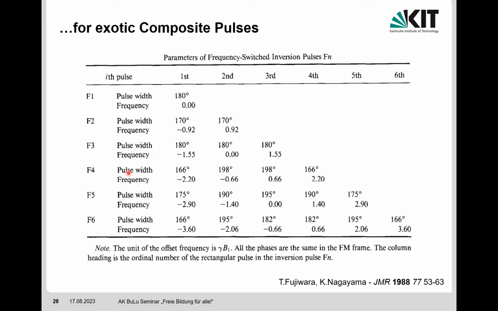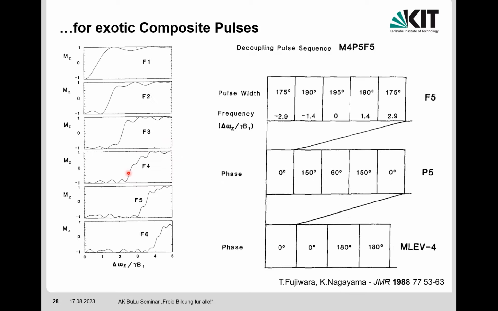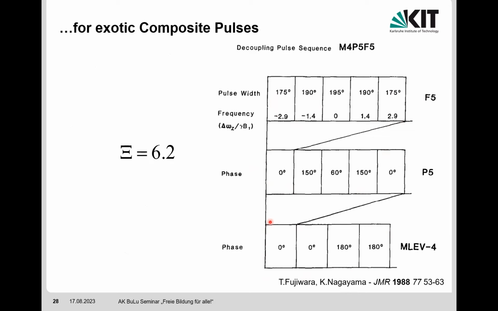And that's kind of the first time that you introduce even something that we call today shaped pulses within the composite pulses. And with this, you take these frequency shifted pulses, you take the new phase cycles, and then expand this phase cycle even further in this MLEV-4, for example, phase cycle. And that gives you quite an enhancement. So you were able to get a Xi of 6.2.